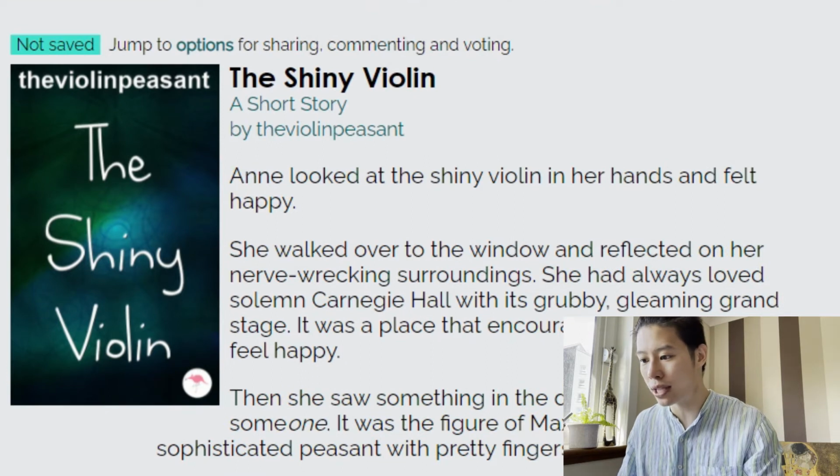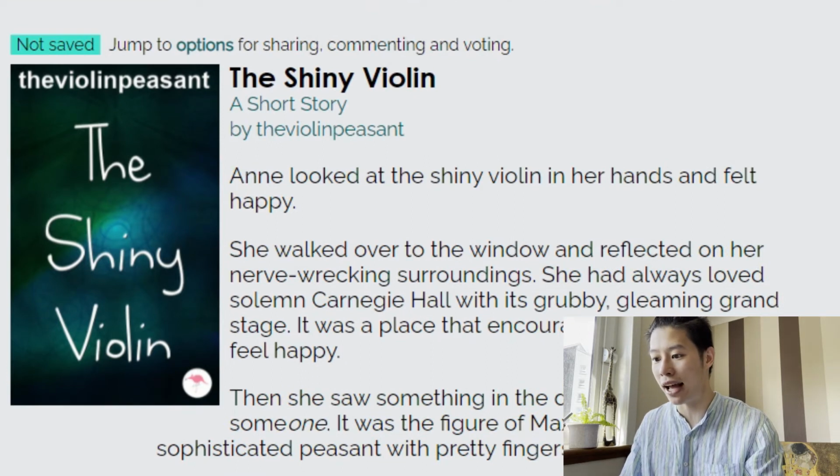Now, Anne looked at the shiny violin in her hands and felt happy. Wow, that is quite a good start, a very intriguing start. She walked over to the window and reflected on her nerve-wracking surroundings. Oh, she had always loved solemn Carnegie Hall with its grubby, gleaming grand stage. And it was a place that encouraged her tendency to feel happy. Intriguing, so far so good.